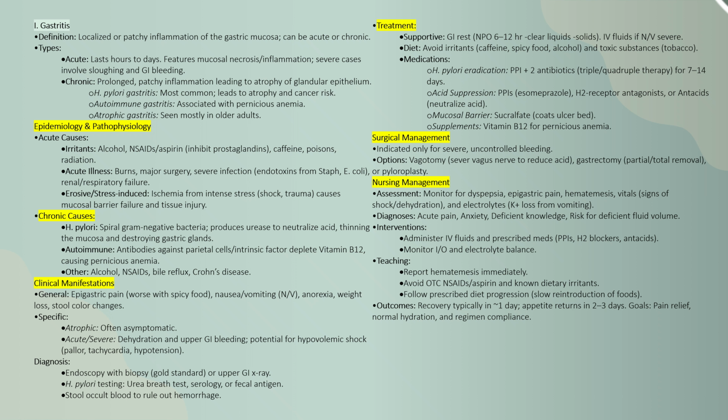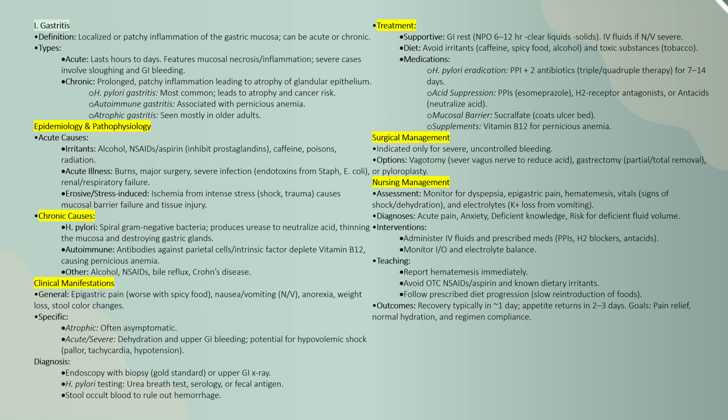Chronic gastritis: H. pylori is the most common cause, a spiral-shaped bacterium that colonizes the stomach by producing urease to neutralize acidity. Other causes are alcohol, NSAIDs, Crohn's disease, tuberculosis, bile reflux, and autoimmune causes associated with antibodies to parietal cells and intrinsic factor, which can lead to pernicious anemia due to B12 malabsorption.